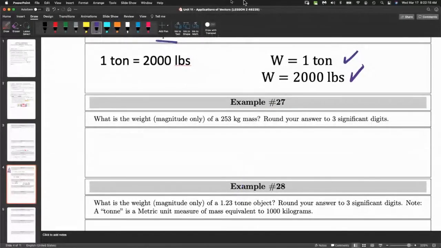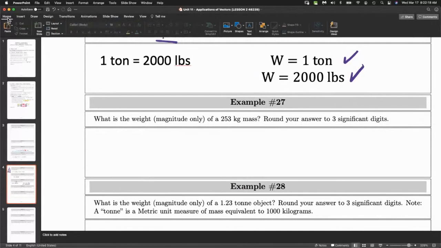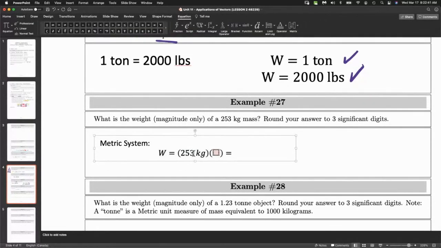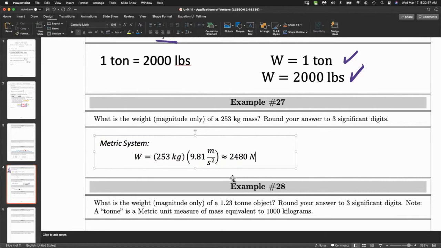So let's go to 27 now. A few more of these, I think, and then we'll be doing application questions. So in this case, though, we're in the metric system. Times 9.81. And can someone give me a number on that? Yep. I'm going to go to 3 sig figs, Jai. I appreciate that.